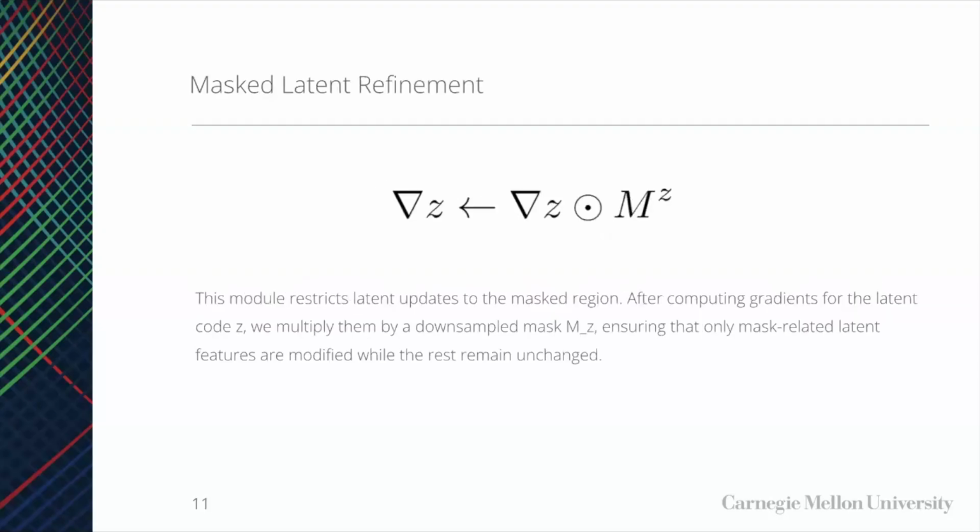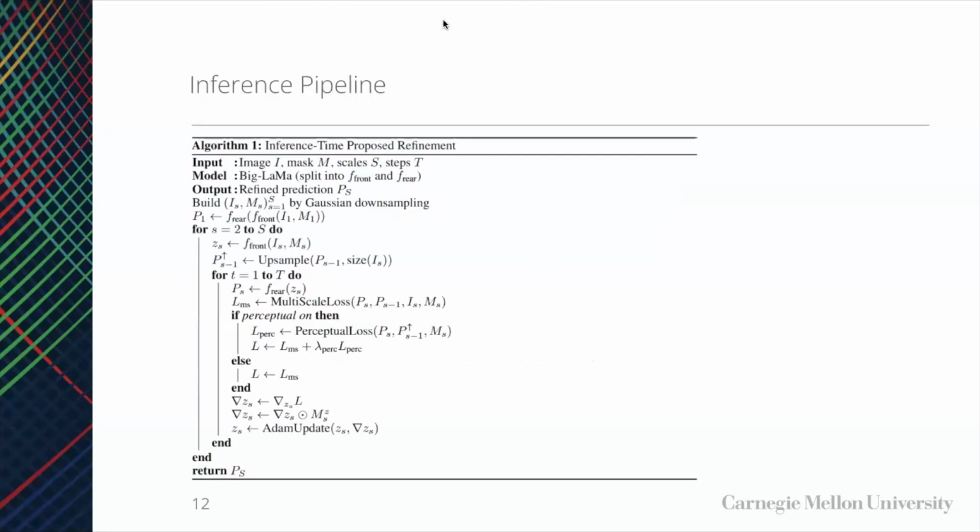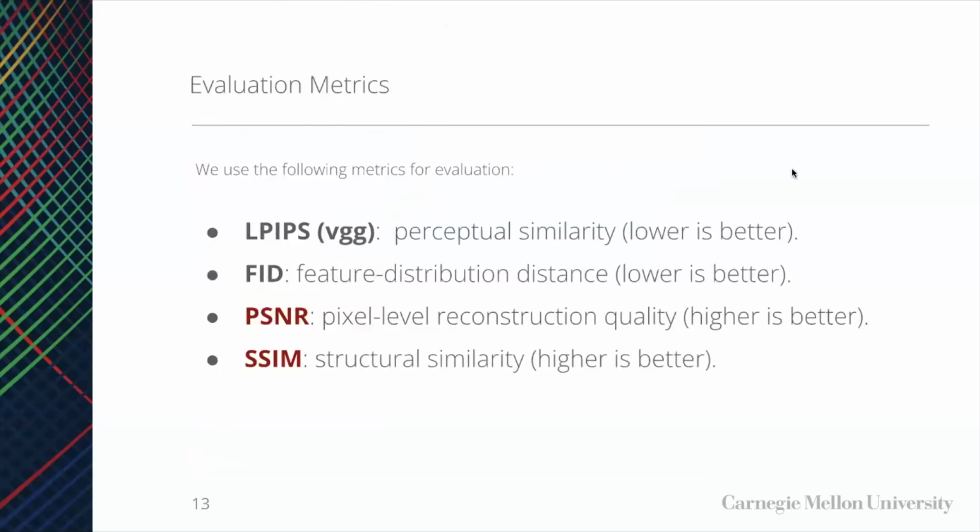Then we apply the downsampled mask to the latent gradient so that only mask-related latent features are updated, preventing changes to other areas. Our pipeline builds the image pyramid, runs the model once at the coarsest scale, and refines latent features at higher scales for T iterations, and all model weights stay frozen to make this an easy plug-and-play refinement module. We use the following four metrics for evaluation.